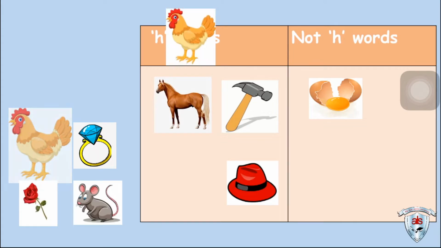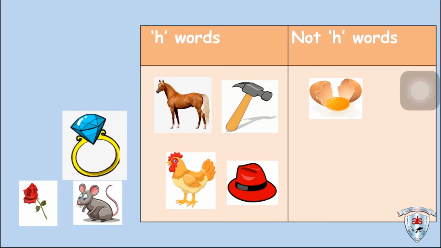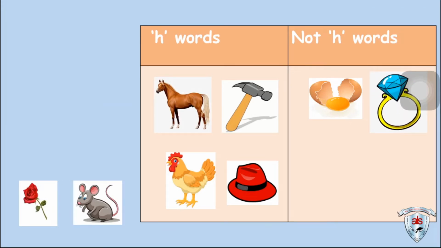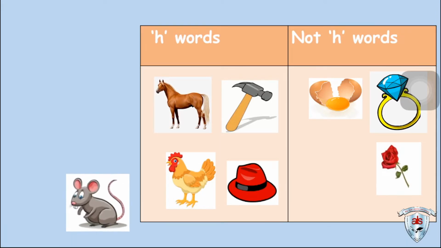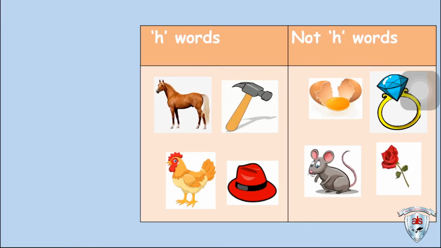Next, hen. It's words. Next, ring. It's not words. Next, rose. It's not words. Next, rabbit. It's not words.